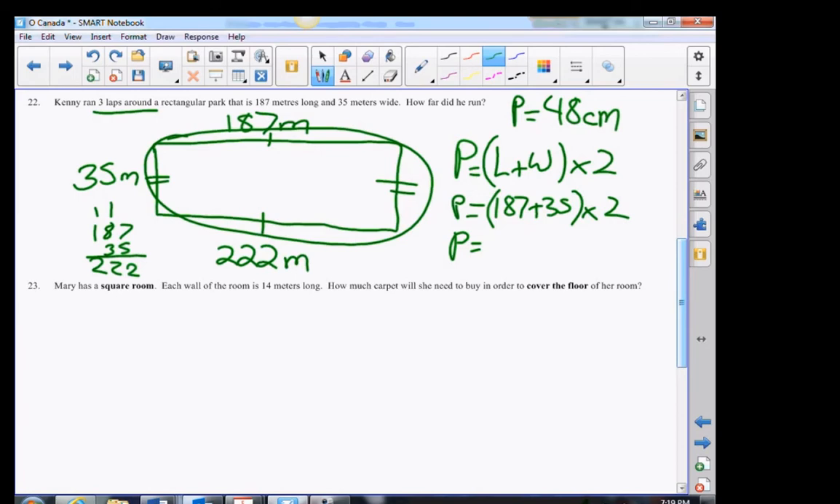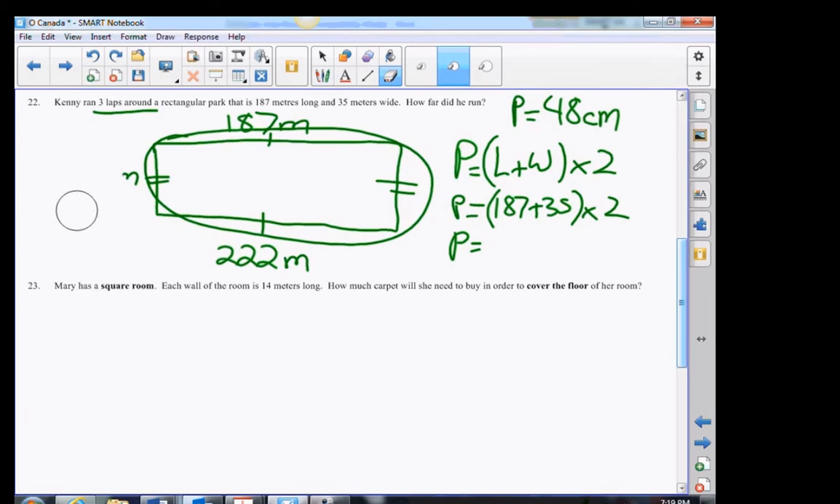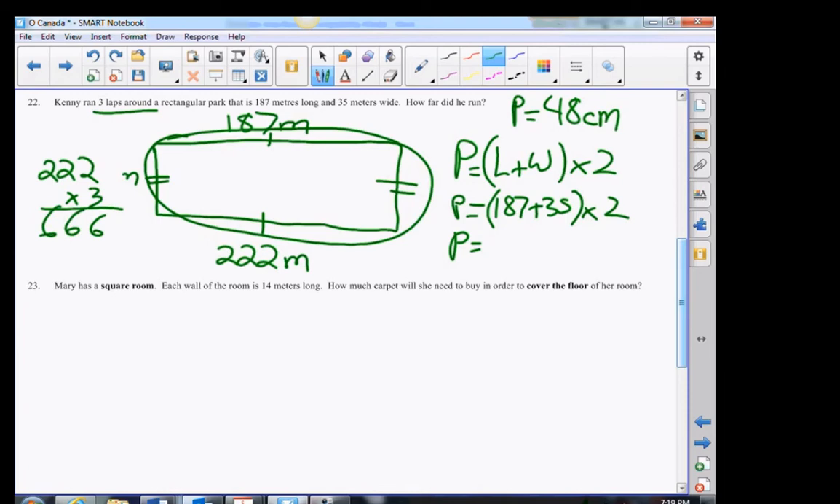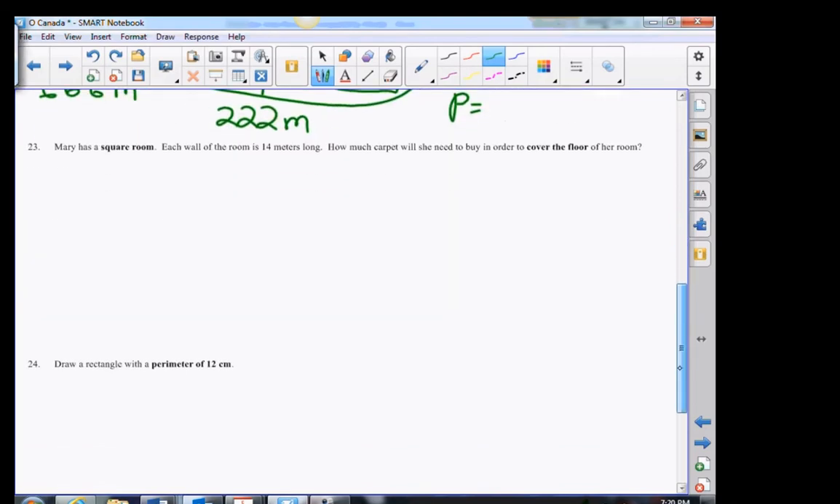Now, that would just be once around the field. But Kenny ran 3 laps, so you have to do 222 meters multiplied by 3, right? So now I do 222 times 3, and although it is a big question, it's fairly simple because 2 times 3 is 6. So 222 times 3 is 666. So for a sentence, you would write, Kenny ran 666 meters around the track when he ran for 3 laps.